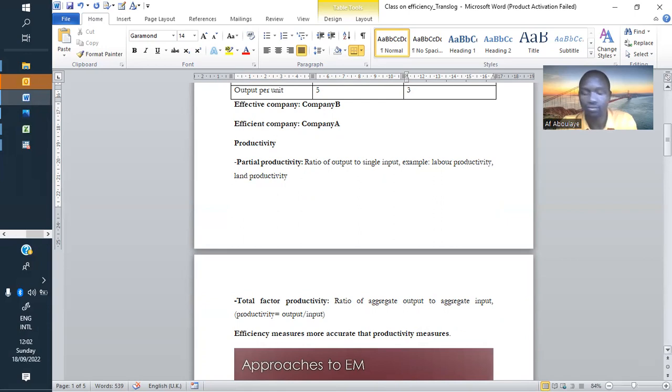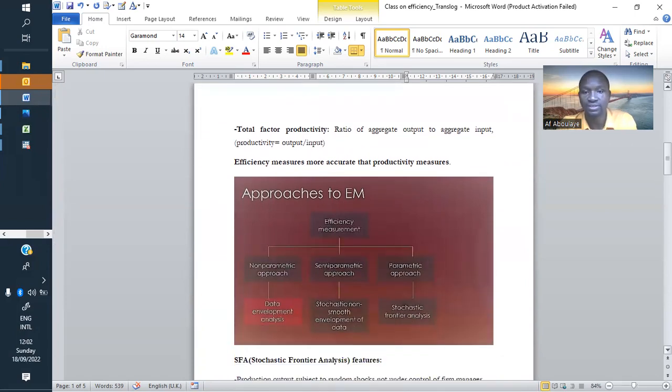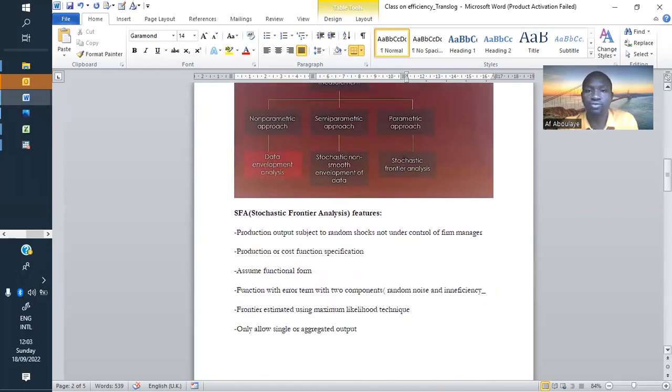Now, to measure efficiency, like technical efficiency and even allocative efficiency, we have two approaches, the non-parametric approach and the parametric approach, and we also have a semi-parametric approach. The non-parametric approach is data envelopment analysis, and the parametric approach is stochastic frontier analysis, the one we'll be using around here. Each of them has its characteristics, and we'll see.